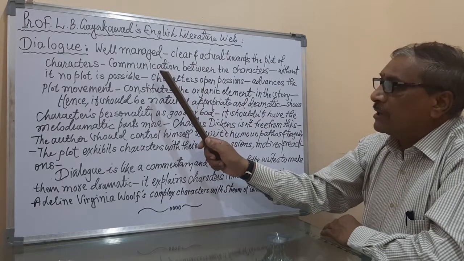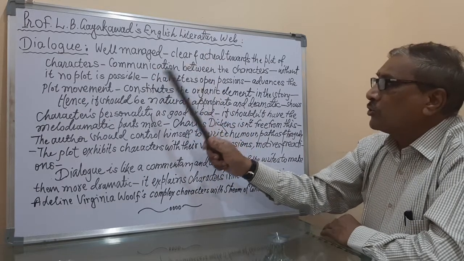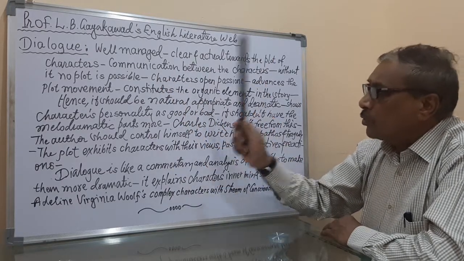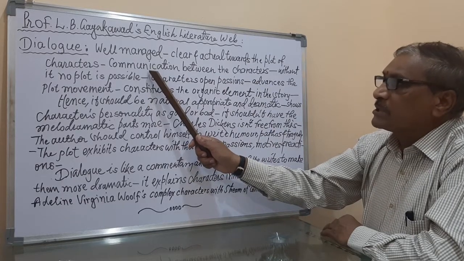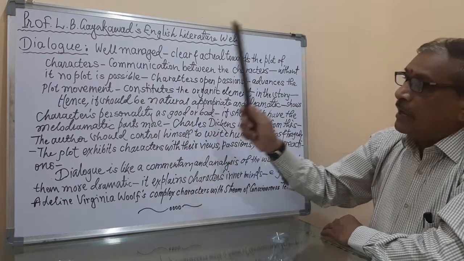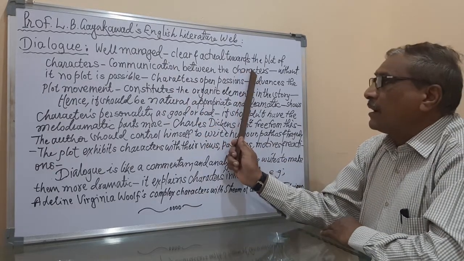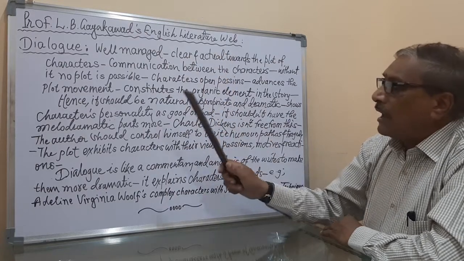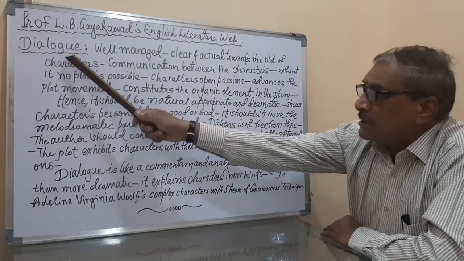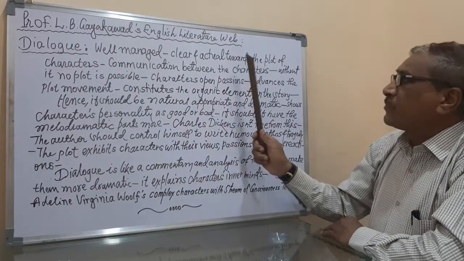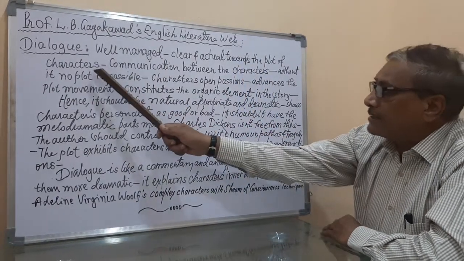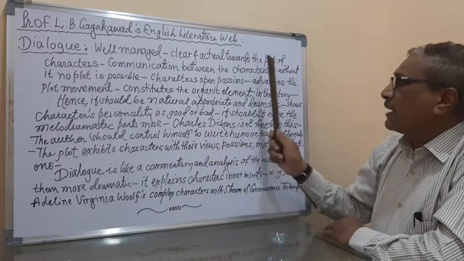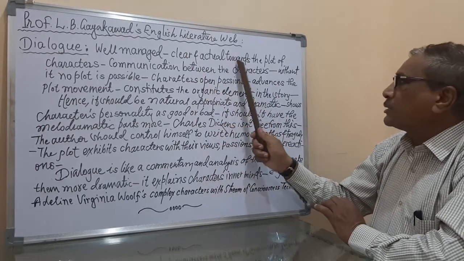The dialogue should be written systematically, or with figures of speech, or suppose those dialogues should be written on the basis of grammar also. Means the communication between the characters should be well managed, should be clear, should be actual, because these dialogues make the plot of the characters or the plot of the story, and that's why that communication between the characters should be clear and actual.